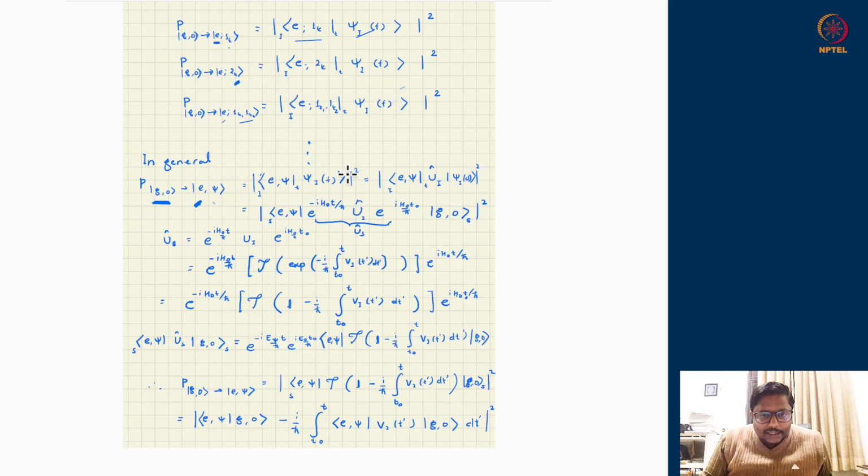Now remember, this projection is in the interaction picture, so I have to evolve this psi I. I will take the interaction unitary and evolve the initial psi I0. So psi I0 acted upon by UI gives me psi I of t. That is the definition of psi I of t. This is at time t, while this is at time t naught. Psi I0 is now at time t naught.